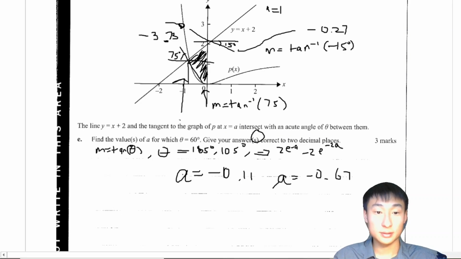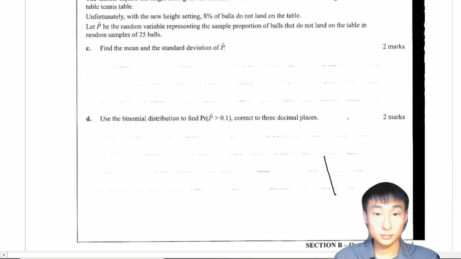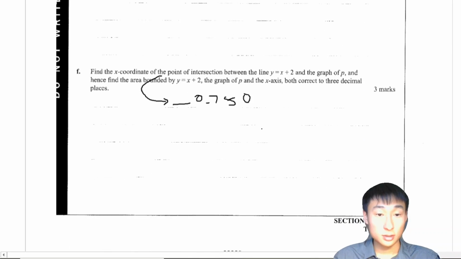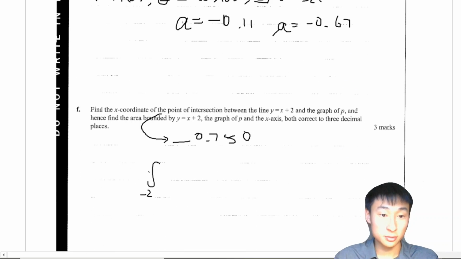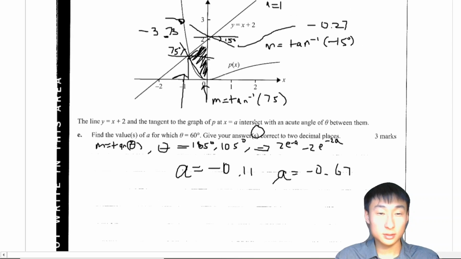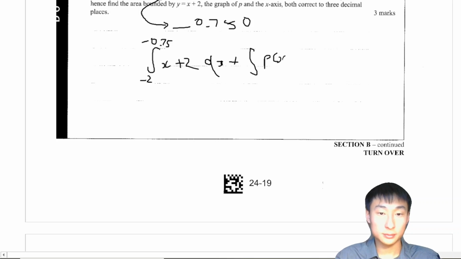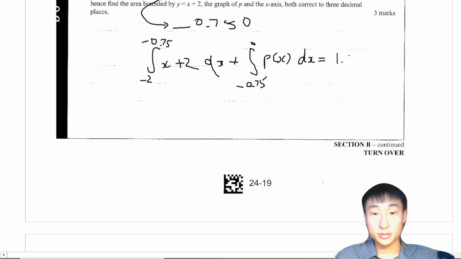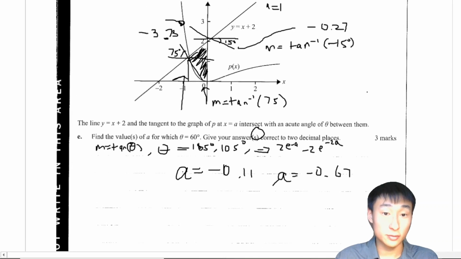So my final answer is, I have to write the integral from negative 2 to negative 0.75 of x plus 2 dx, plus the integral of p of x minus 0.750 dx, is equal to 1.03809. So 1.038. Hopefully that's correct.